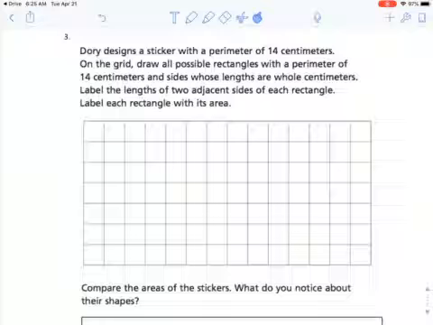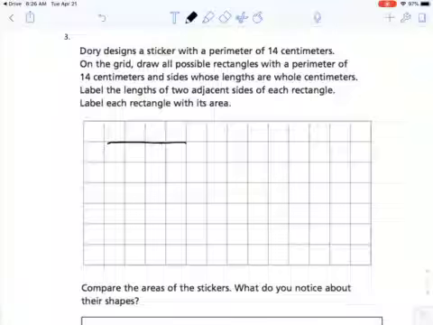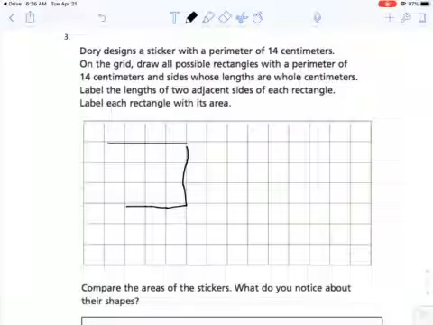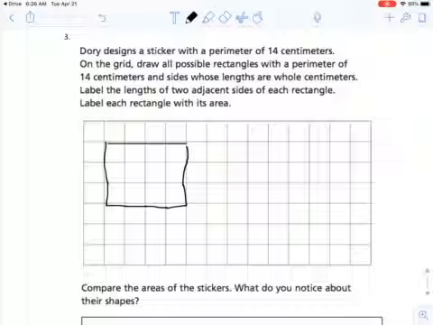Number 3, Dory designs a sticker with a perimeter of 14 centimeters. On the grid, draw all possible rectangles with a perimeter of 14 centimeters. So you are going to try to figure out, okay? For example, I could just do this. 1, 2, 3, 4. 5, 6, 7, 8, 9, 10, 11, 12, 13, 14. Just by chance, I drew and gave you one of the answers.